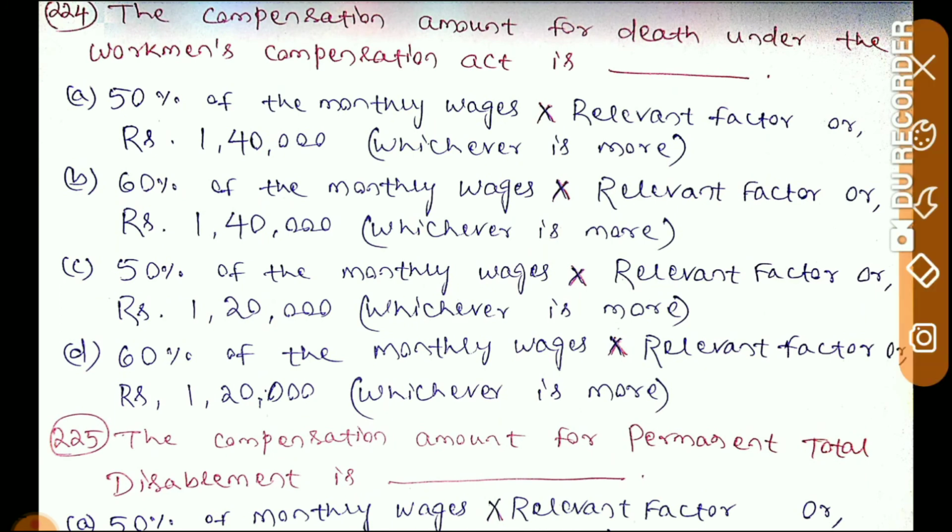Then the next question: the compensation amount for death under the Workmen's Compensation Act is 50% of monthly wages into relevant factor, or rupees 1,40,000, whichever is more; 60% of the monthly wages into relevant factor, or rupees 1,40,000, whichever is more; 50% of the monthly wages into relevant factor, or rupees 1,20,000, whichever is more; or 60% of the monthly wages multiplied by the relevant factor, or rupees 1,20,000, whichever is more. So the answer to this question is option C, 50% of the monthly wages multiplied by the relevant factor, or rupees 1,20,000, whichever is more.